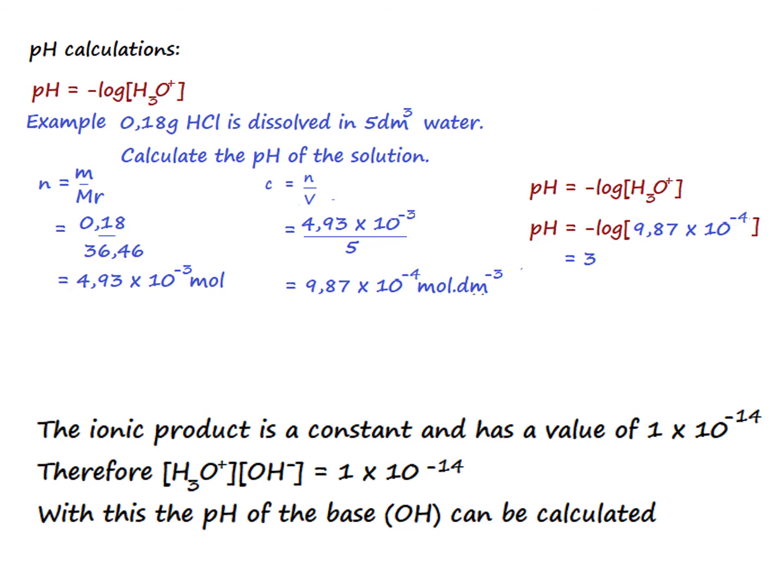Also note that the ionic product is a constant and has a value of 1 times 10 to the power negative 14. Therefore, if you multiply the concentration of hydronium ions and hydroxide ions, it will give you a value of 1 times 10 to the power negative 14. And with this, the pH of the base, OH, can be calculated.